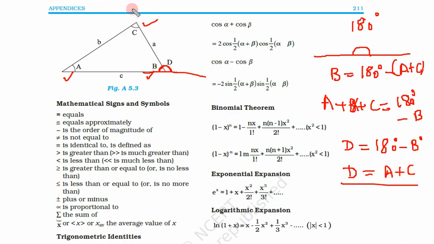But what happens if I need this angle, or this angle? We don't have to do anything. Any exterior angle is just the sum of the other two angles. Suppose this exterior angle is E. What is the value of E? E is simply A plus B. And if this exterior angle is F, the remaining angles are C and B, so F is equal to C plus B. These are the properties of the exterior angles.